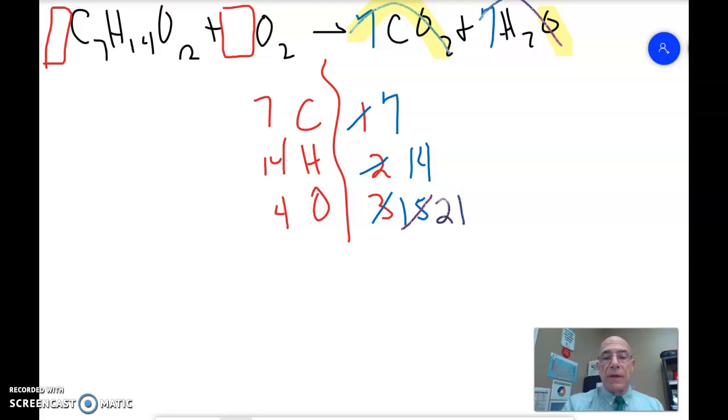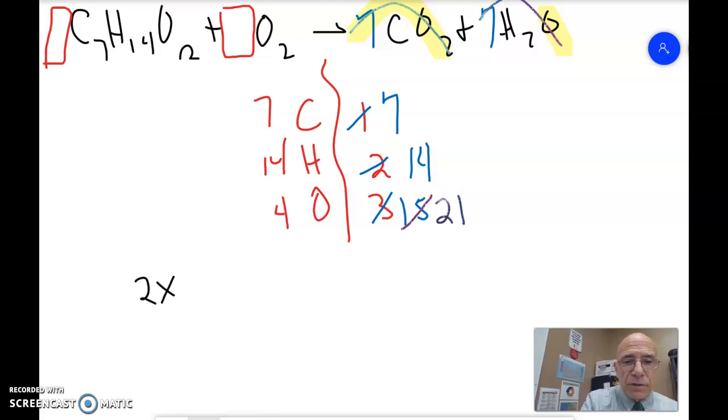What's the magic number? If you want to use algebra, it'll look like this. The O2 means that I'm going to have 2 times the coefficient, 2x, plus the 2 oxygens from the C7H14O2, and that is going to have to equal 21. So again, if I can solve this for x, that's going to be the coefficient for O2. And you can see it's going to be 2x equals 19, x equals 19 halves. I'm going to write that up there and finish the problem out.